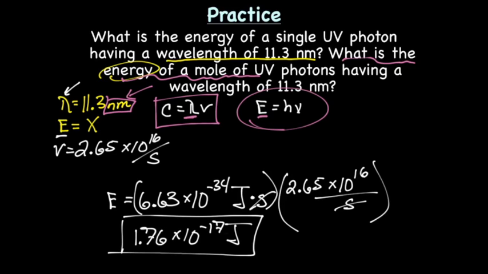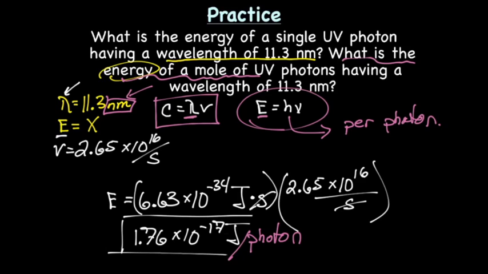Here, we're talking about the energy per photon. So we're talking about the energy in one photon. The actual answer, if I erase this real quick, is joules per photon. When we're doing the calculations, normally it's for an individual photon. But now we need to figure out the energy in a mole of photons. So how do we go about doing that?